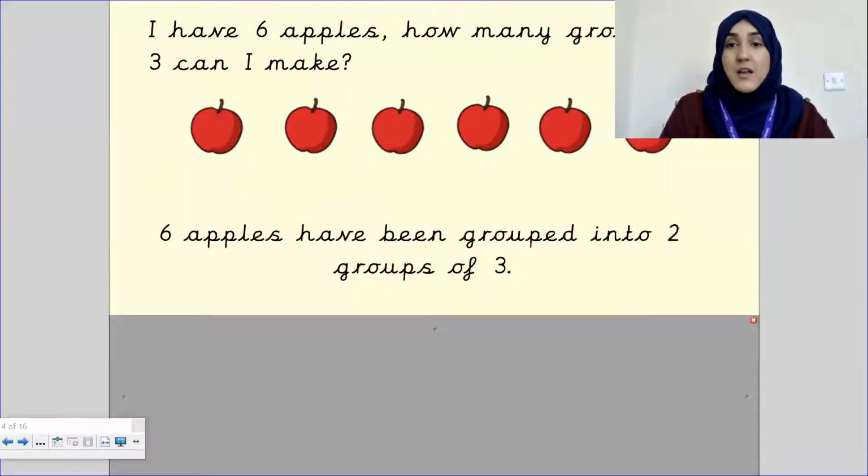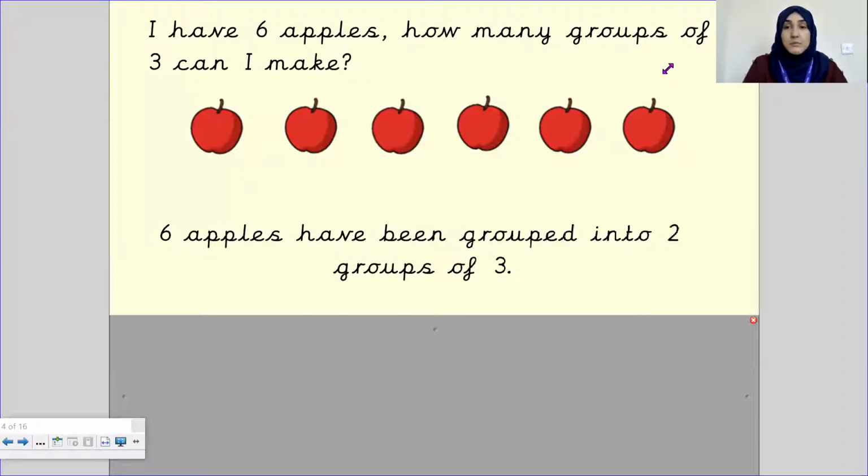Okay, so I'm going to read what it says at the top. It says, I have 6 apples. Okay, got my pen. I have 6 apples. How many groups of 3 can I make? Just like I was doing with the mini eggs, where I counted the number of items in each group and put them into a group together. Now there is a difference between grouping and sharing. Remember, with sharing, we do one at a time in each group. But with grouping, you group the items together, okay?